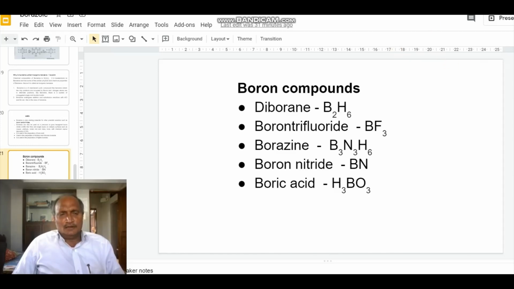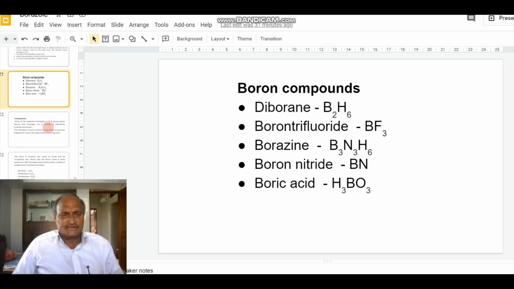In the last class, we have discussed in detail about borazine or borazole, which is called inorganic benzene. There we have studied the preparation, properties and structure of borazole. And finally, we came to know that borazine is also called an inorganic benzene.